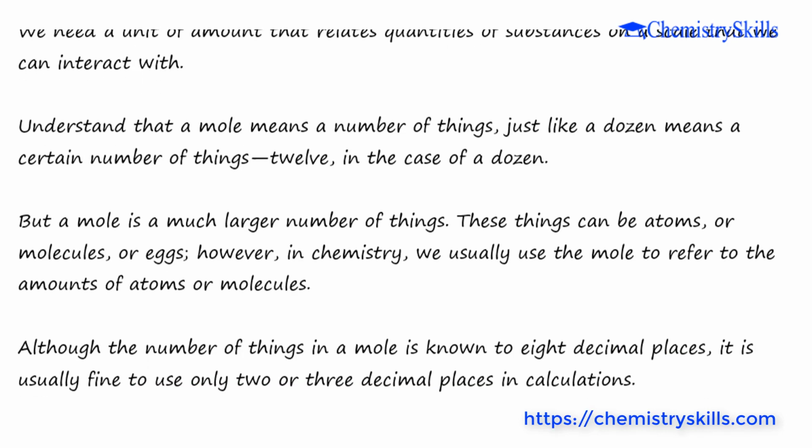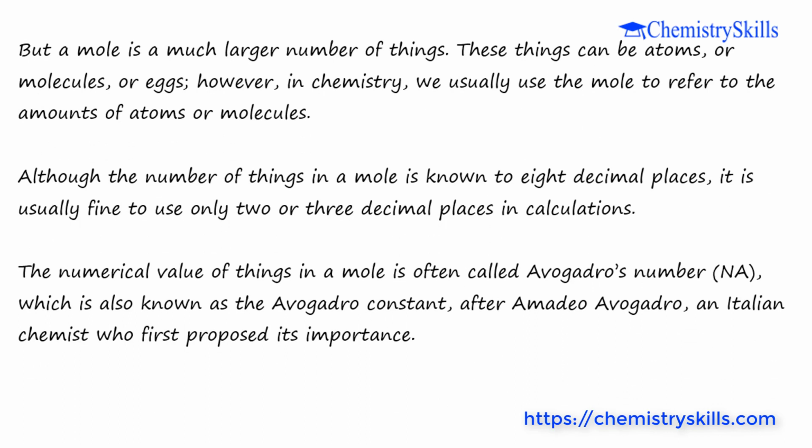I think you understand. Let's discuss it another way. Although the number of things in a mole is known to 8 decimal places, it is usually fine to use only 2 or 3 decimal places in calculations. Understand? It is very important. The number of moles can be known up to 8 decimal places, but we usually take it up to 2 or 3 decimal places to keep our calculations accurate and doable.